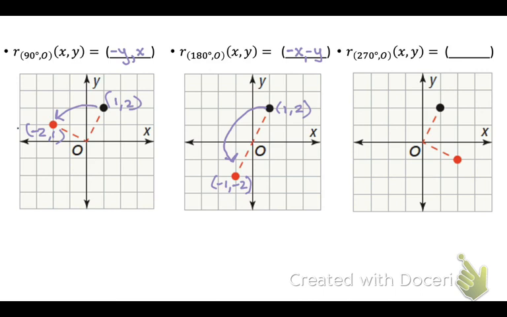Okay. So now 270 degrees. So all the way here. So this is 1, 2. And what's this point down here? 2, negative 1. 2, negative 1. So what happened? I got 1, 2, and 2, negative 1. What happened to my point?